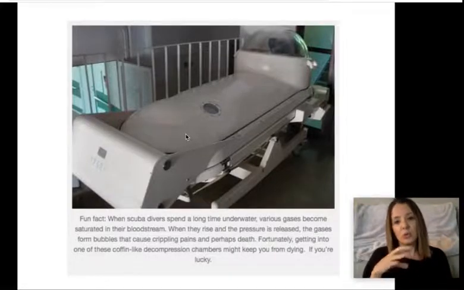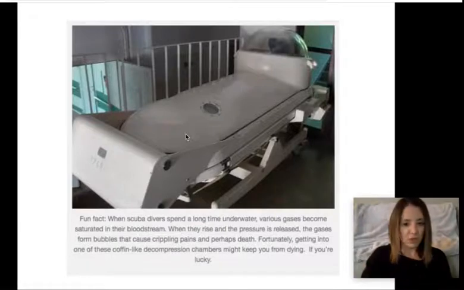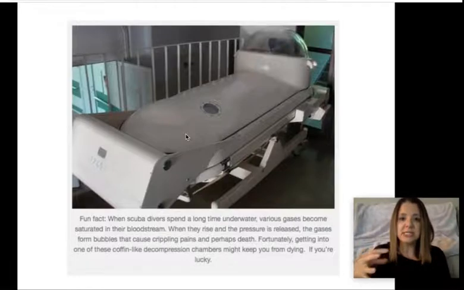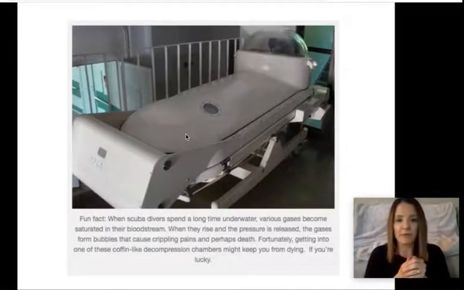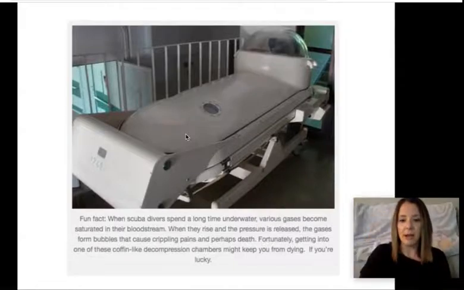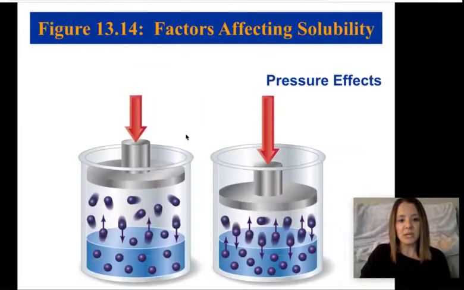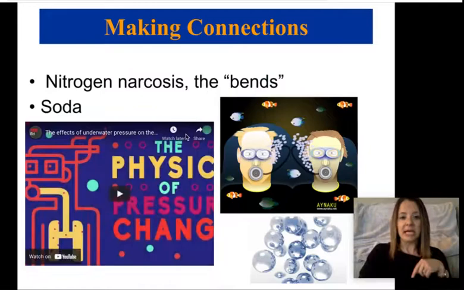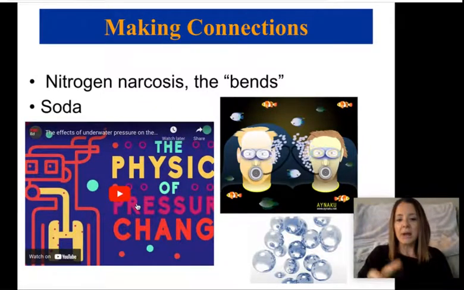Okay, so if you're ever scuba diving, you have to take the required courses, but you need to come up at different intervals, stop for a little while, and then continue to come up. There is a really cool video that I'm going to link on the next slide about pressure changes underwater. I'd really love for you to take the opportunity to watch that. Really cool information there.